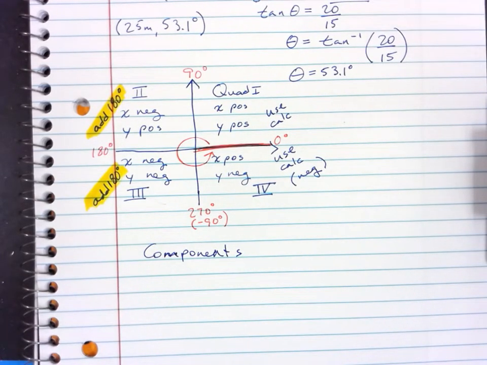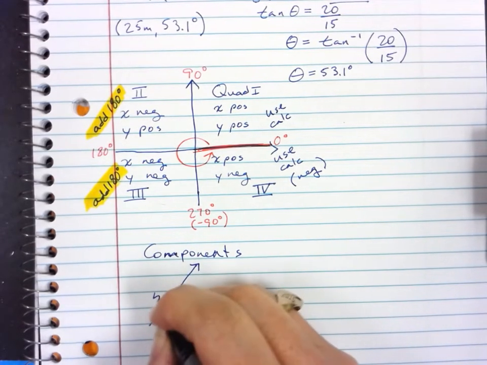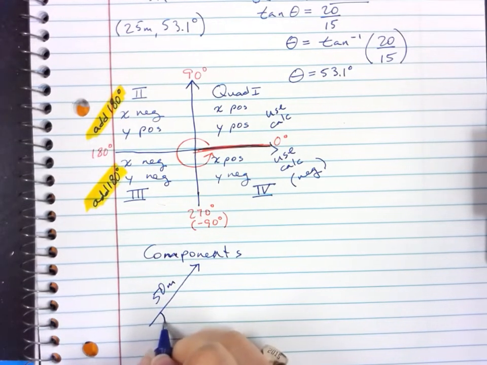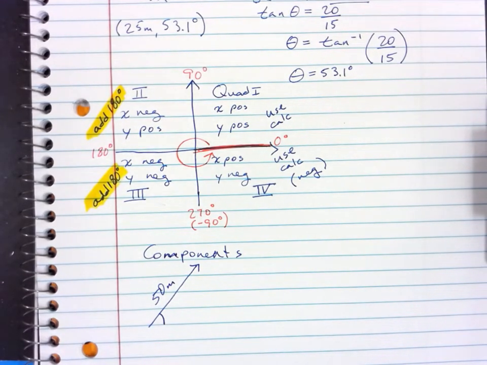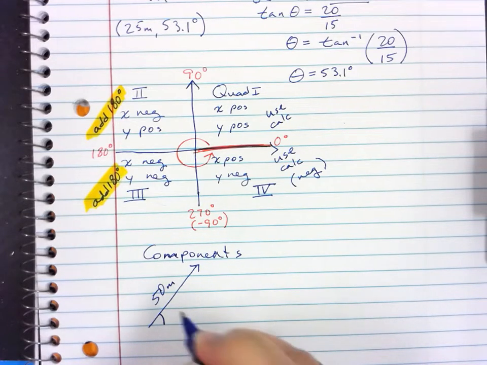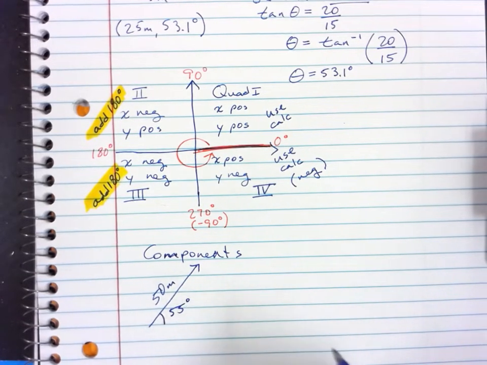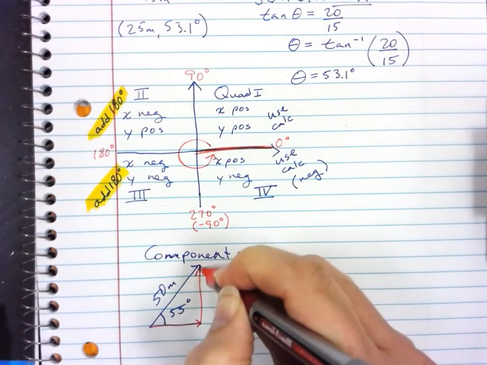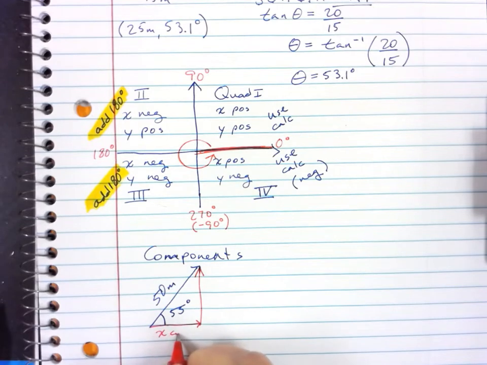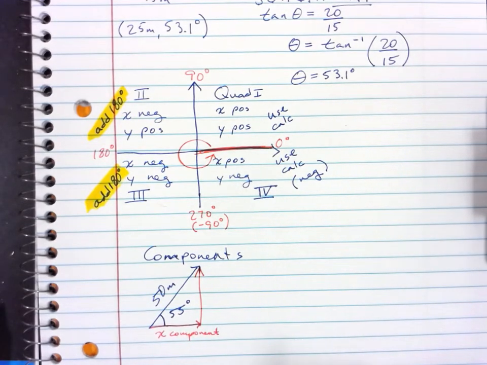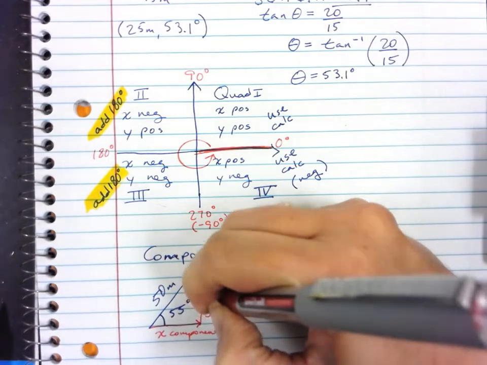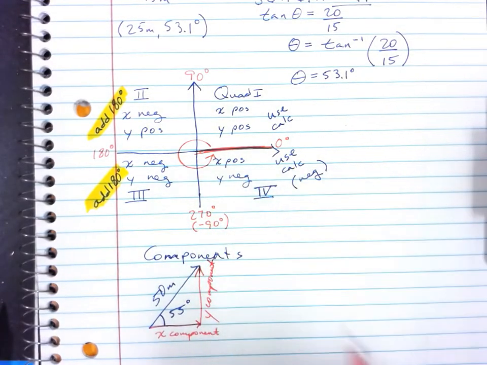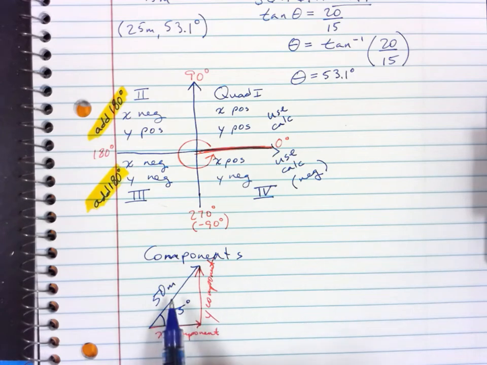So we have a student that walked diagonally across the courtyard. Let's make this diagonal walk 50 meters, but the angle they walked across the courtyard was 55 degrees. Just making up a number here. So instead, this student could have walked east, then north. So this is the x component, named after the x-axis, and this is the y component, just like the y-axis. We know the hypotenuse.